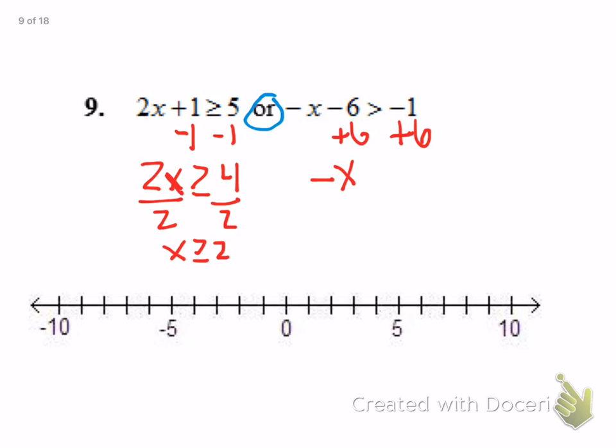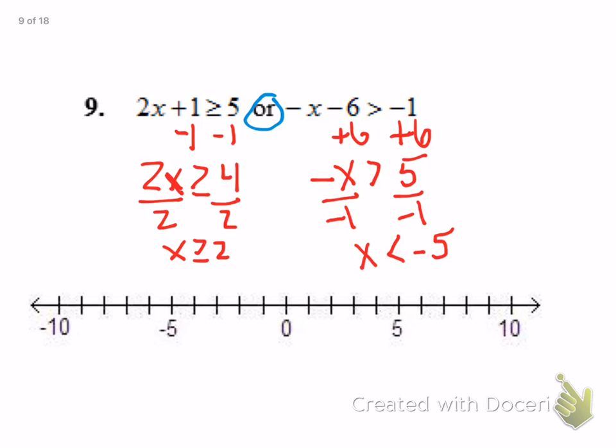Give me -x greater than 5. Then divide by -1. We get x less than -5, and my sign flips around because I divided by a negative. Now I can graph these.